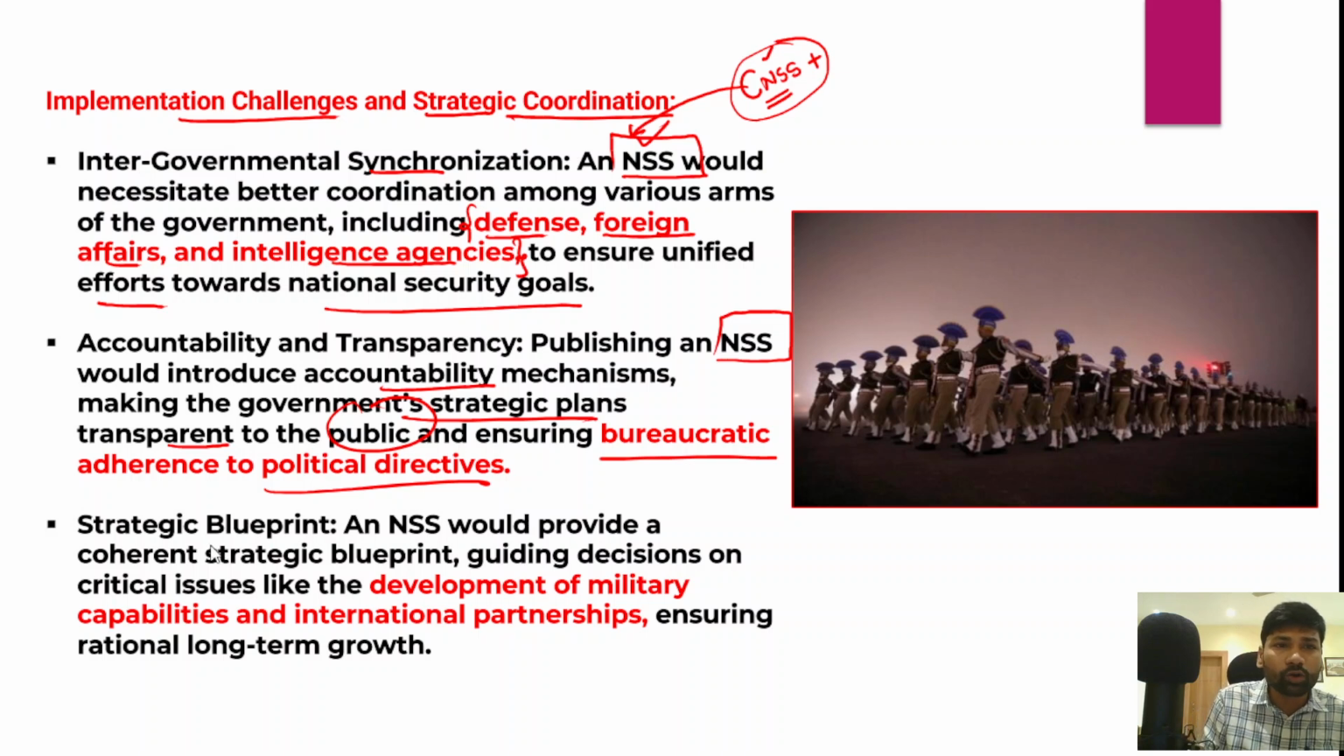And apart from that, the comprehensive national security strategy would provide a strategic blueprint, and it would help in guiding decisions on critical issues. There are a number of critical issues like development of military capabilities, international partnerships, and also ensuring rational long-term growth in India. So all these issues can be addressed in a much more efficient manner if we have such a comprehensive national security strategy, which many countries already have.